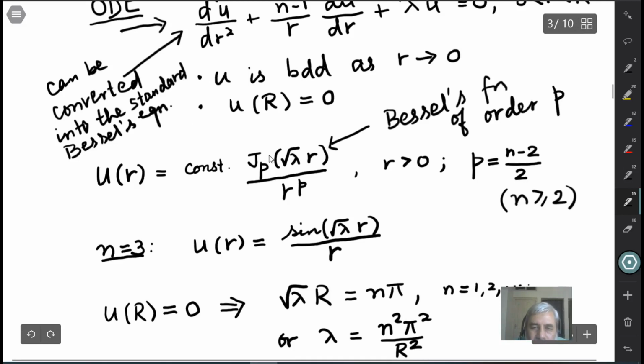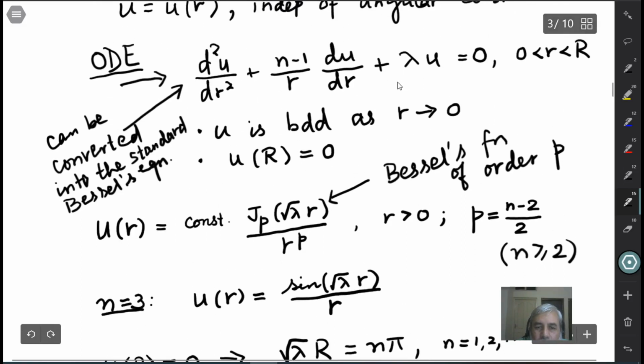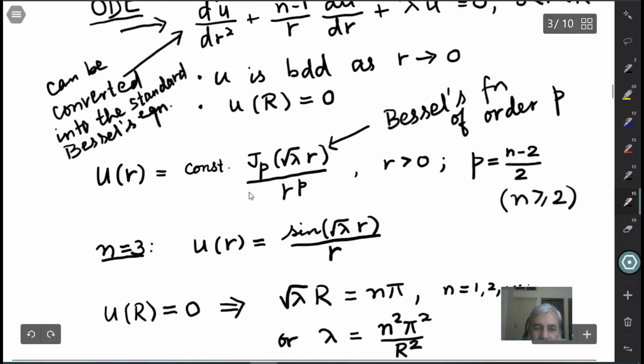So with this knowledge of the Bessel function, we can show that this whole thing, J_p(root lambda r) divided by r to the p, as r tends to 0 is some finite number. Okay, so it remains bounded. So that's why there will be another solution, because this is a second order equation. There will be two independent solutions, but the other one will be unbounded as r tends to 0, and we reject that. Okay, so this is the only solution.